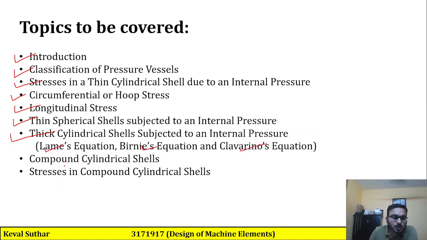Now the last two topics are compound cylindrical shells and stresses in the compound cylindrical shells. So this topic will be done in lecture number 4, and the last topic will be completed in the lecture number 5.